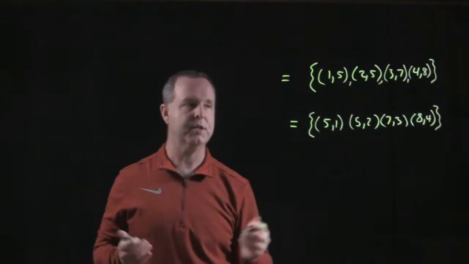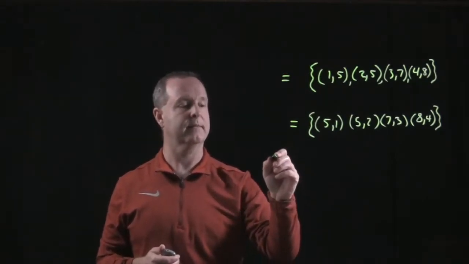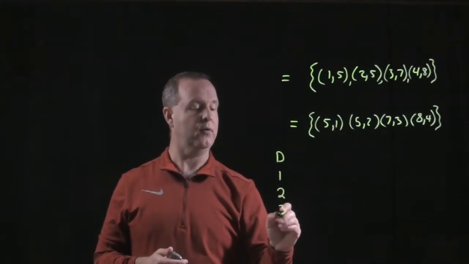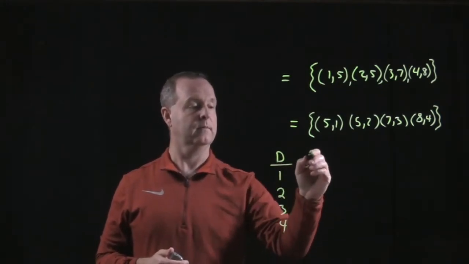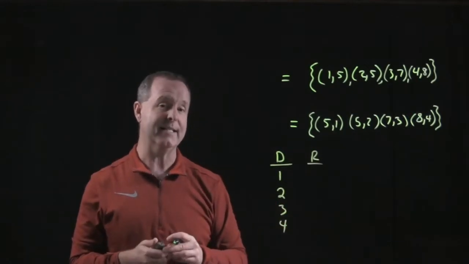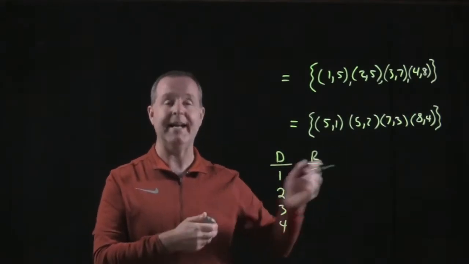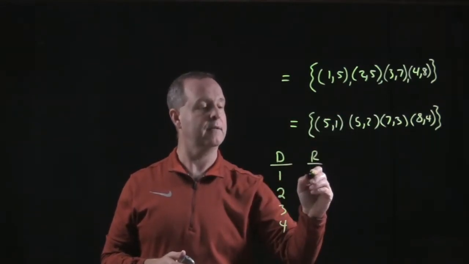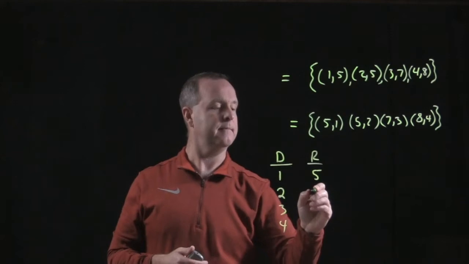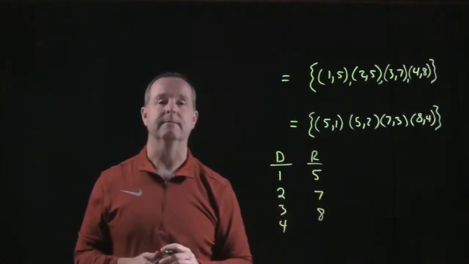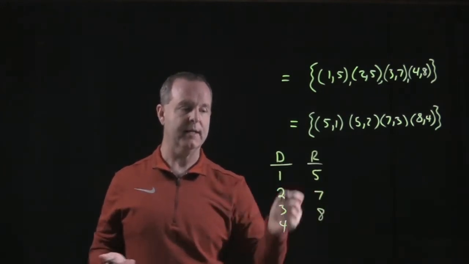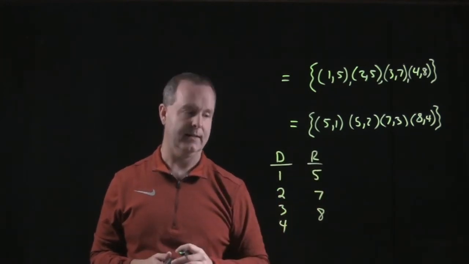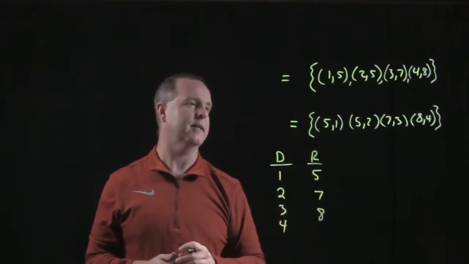In the first set, let's just list all the unique domain elements. So I have a 1, a 2, a 3, and a 4. Its range consists of all the second elements of those pairs, its corresponding pair. And I have a 5, 7, and an 8. If it's a function, every element in my domain will correspond to a unique element, or to one element in its seconds.